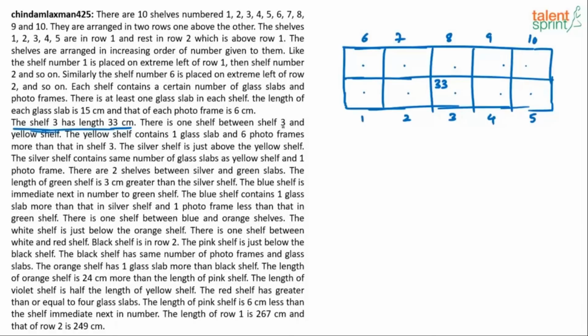There is one shelf between shelf 3 and yellow shelf. So it gives us two possibilities immediately, right? Between shelf 3 and yellow, there is one shelf.